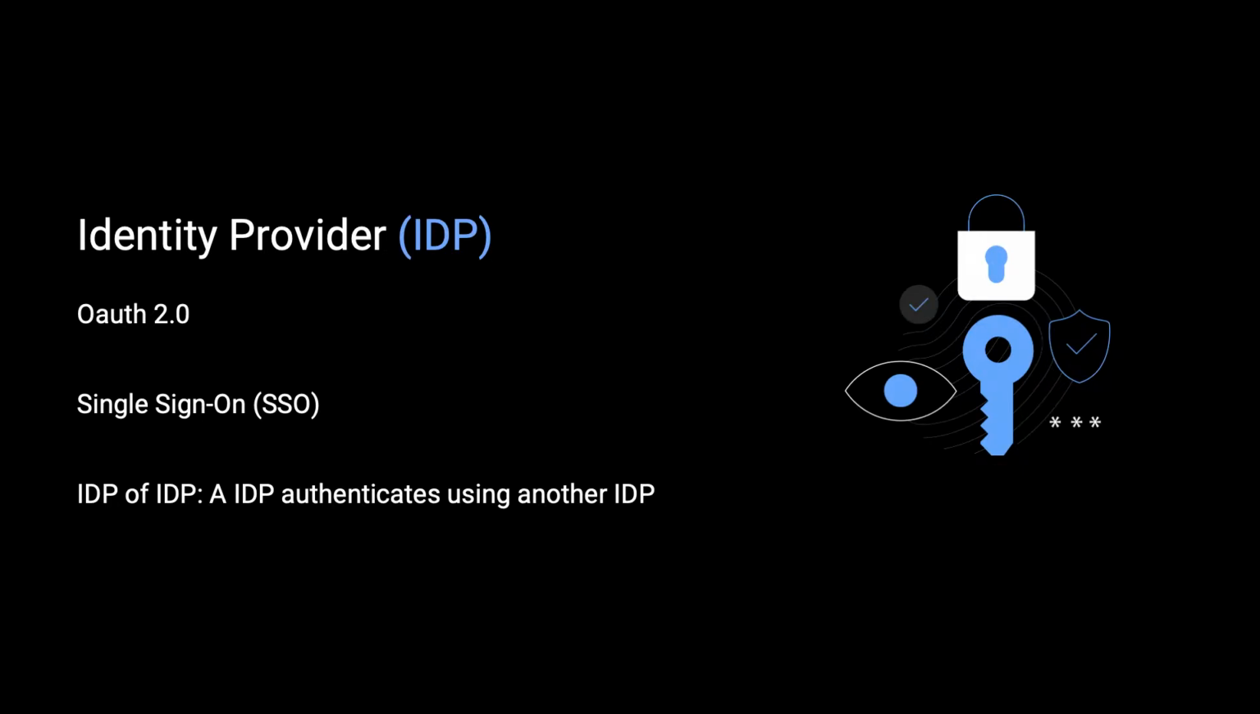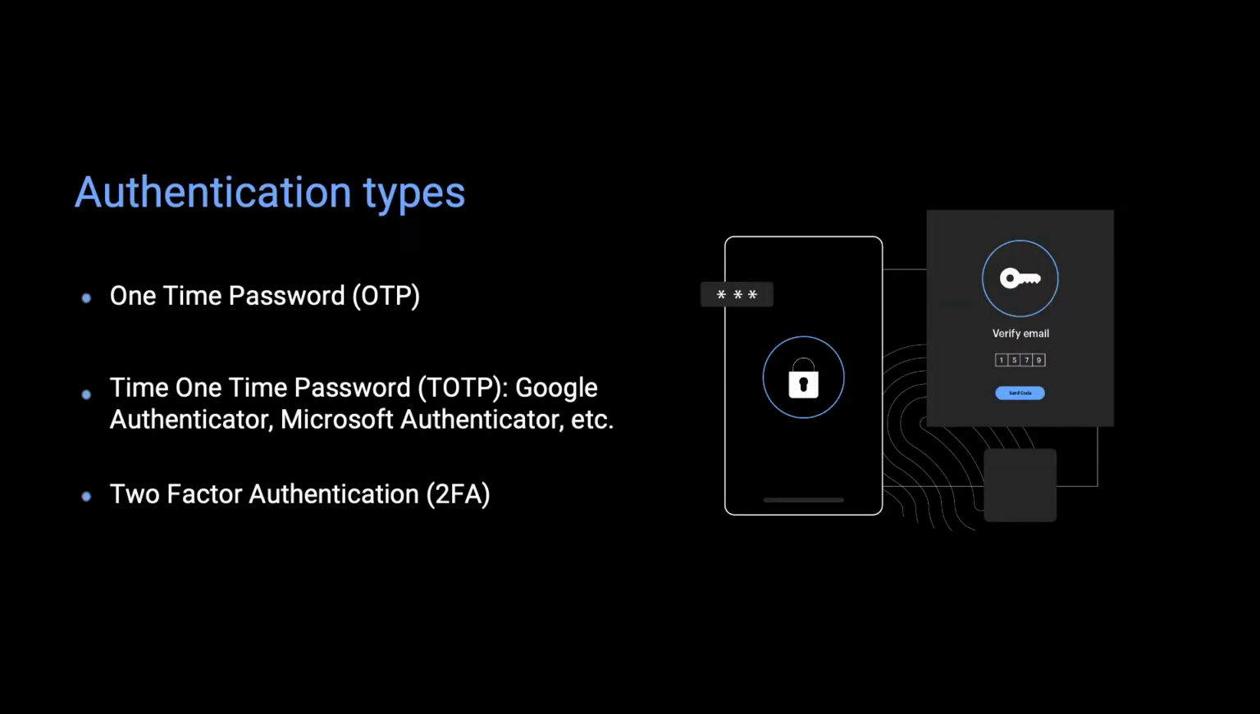IDP of IDP is when you implement an identity provider and this IDP authenticates using another external IDP that could be Azure, Google, Facebook, etc. Regarding the types of authentication, this means how you can authenticate the application that you are developing in GeneXus with the different options that you have in the market for authentication. In this case, I want to share with you three different authentication types: one-time password, time-based one-time password, and two-factor authentication.